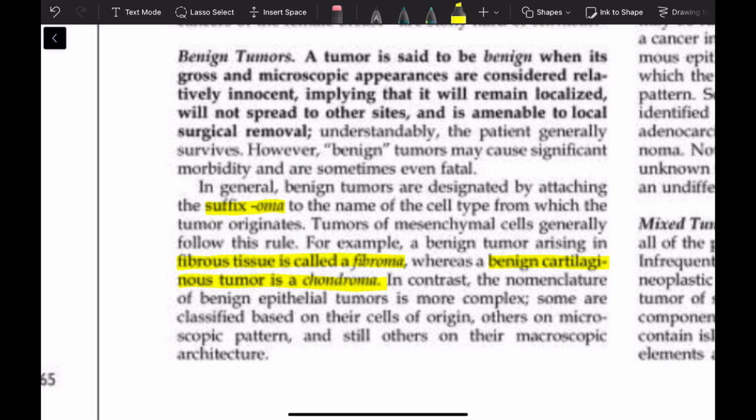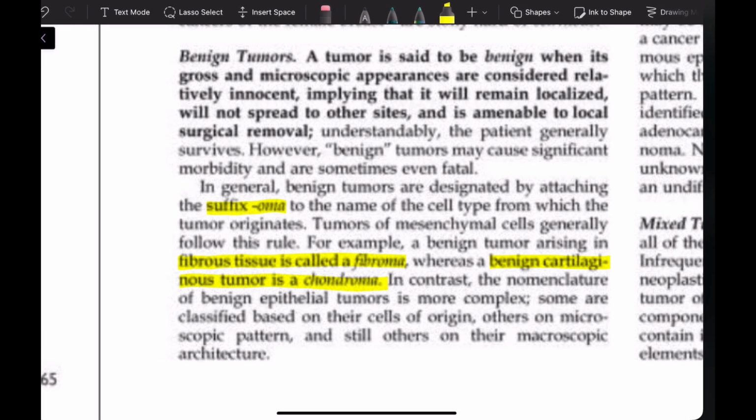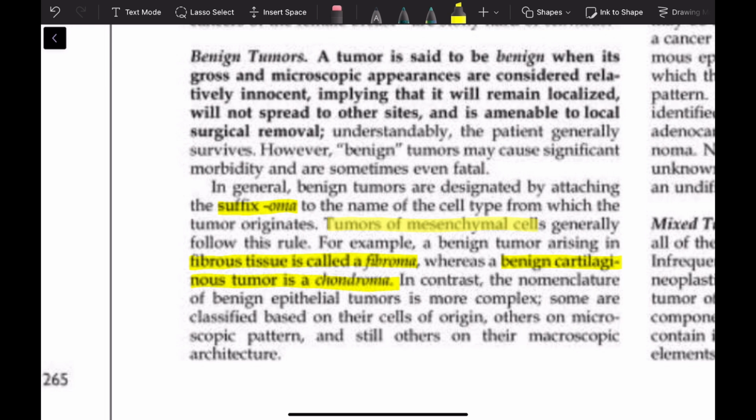See, in tumors of the mesenchymal cells, it is really easy because they follow this rule that if fibrous tissue is getting attacked, we call it fibroma. If cartilages are getting attacked, we call it chondroma. But in case of epithelial tumors, not mesenchymal, epithelial tumors, it is more complex, because for some we name them on the basis of the cells of origin, and some we name them on the basis of the microscopic pattern, and others we name on the basis of macroscopic architecture.